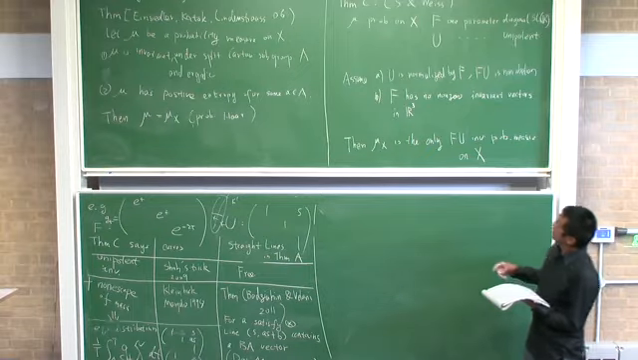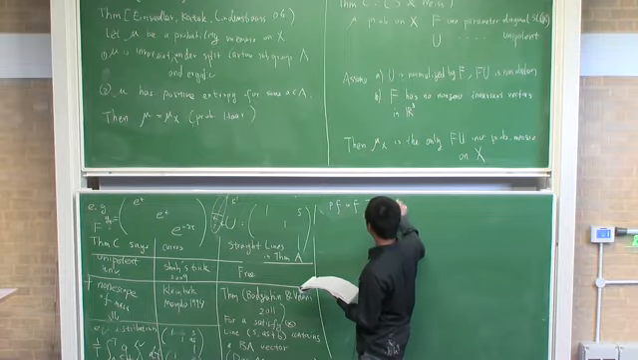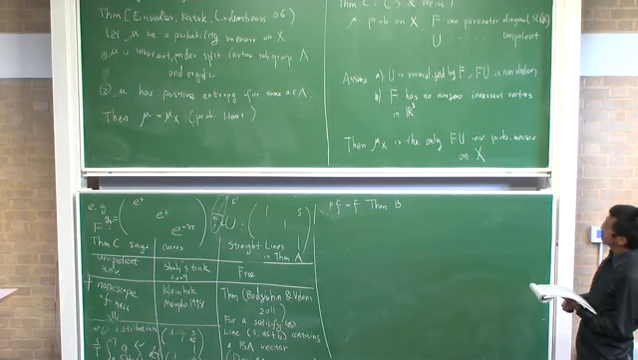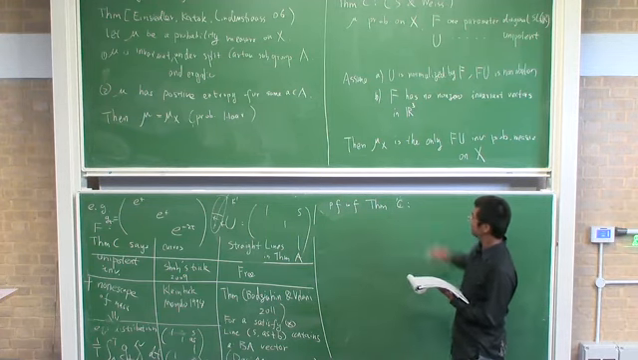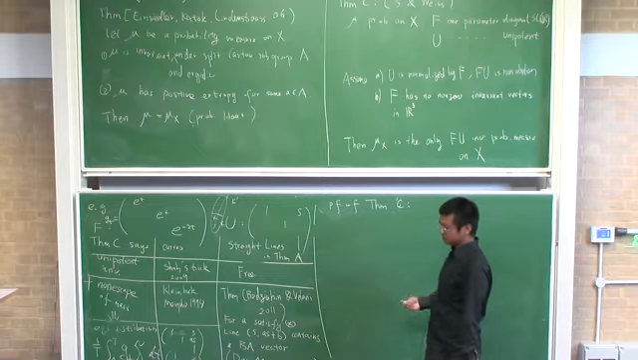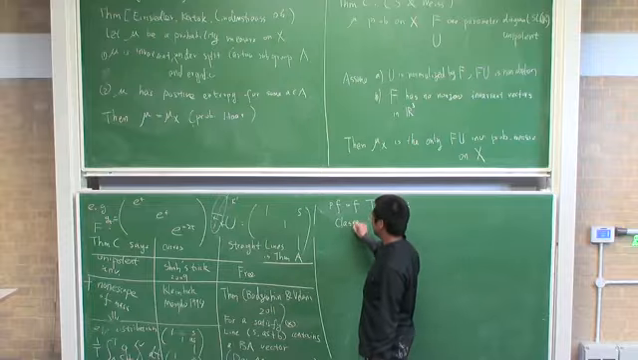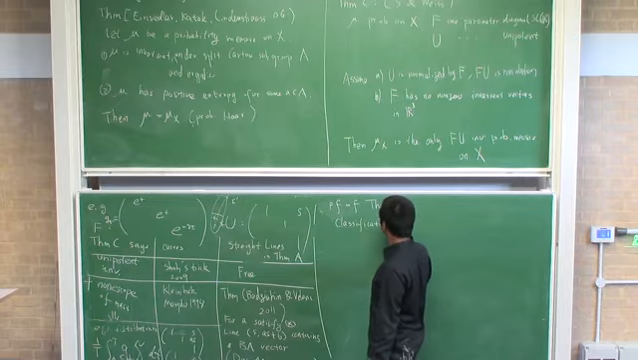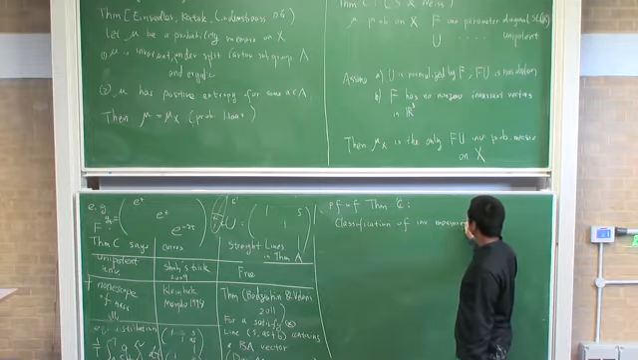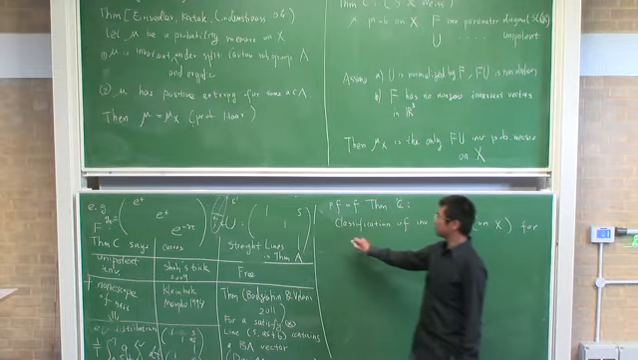Okay, now let me talk about the proof of theorem C, before talking about the proof of theorem B. Basically, in theorem C, we're going to talk about the classification of measures invariant under solvable groups. It's about classification of invariant measures, I would say on X, for solvable groups.